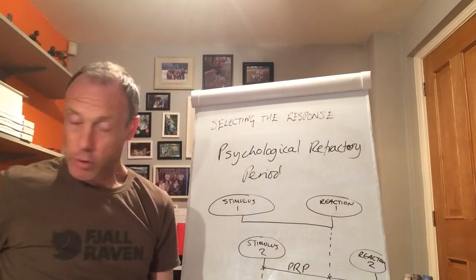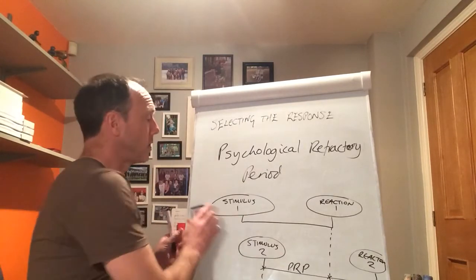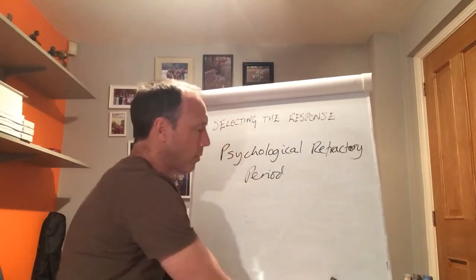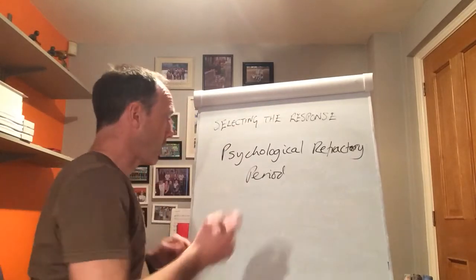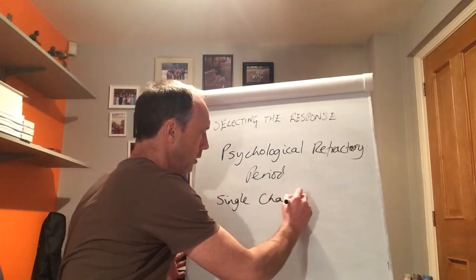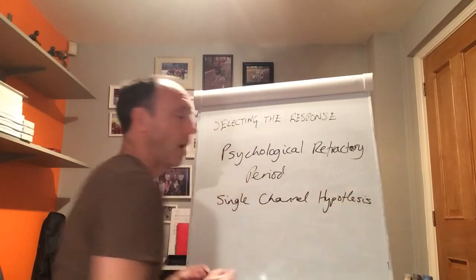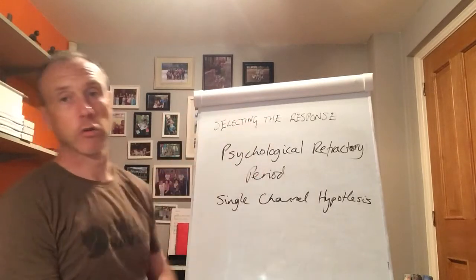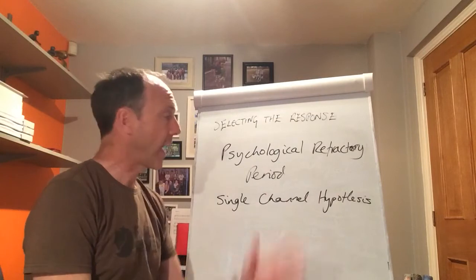All right, now. So psychological refractory period, the delay in response to the second of two closely spaced stimuli, is coupled with another term known as the single channel hypothesis. And when I say coupled, I mean that every time you use the term psychological refractory period, you should always be prepared then to use the single channel hypothesis, and vice versa.